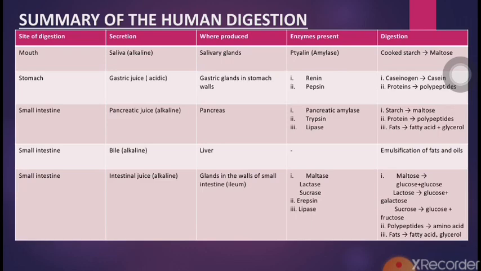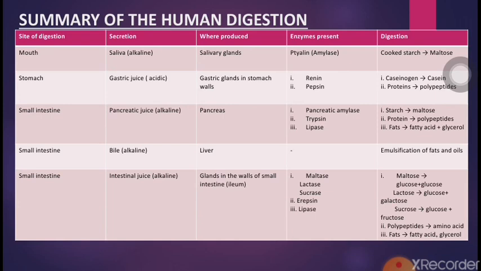So here we have the summary of the human digestion. It starts from the mouth, then you see the enzyme that acts on the food in the mouth. It acts on cooked starch, which is broken down to maltose. Stomach, the environment of the stomach is acidic, and it helps to break down caseinogen to casein by the enzyme called renin, and protein to polypeptides by pepsin.